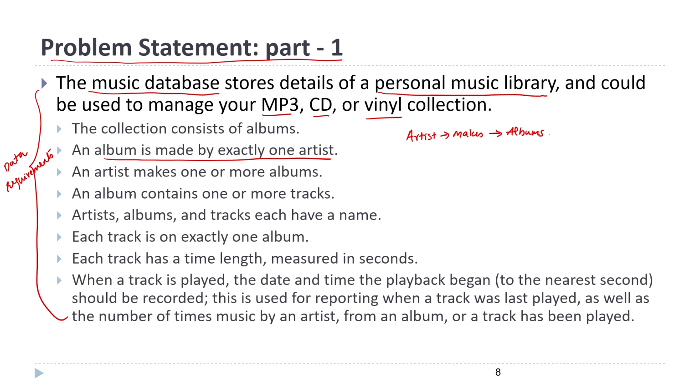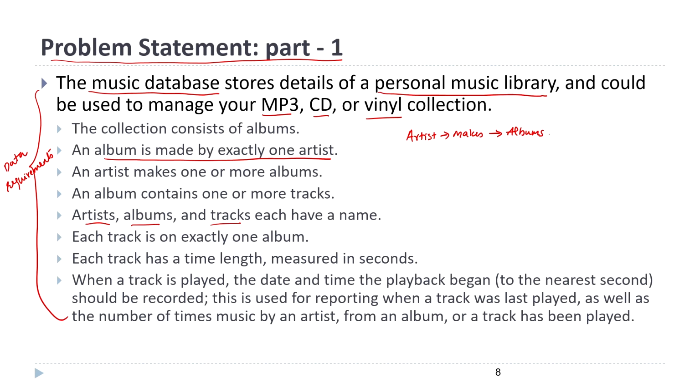An album contains one or more tracks. So, the minimum number of tracks required for an album is 1 and it can have n tracks. So, you can see how the cardinality and all those kind of things come out of this. Artists, albums and tracks each have a name. Make sense? So, there is a name as part of this.